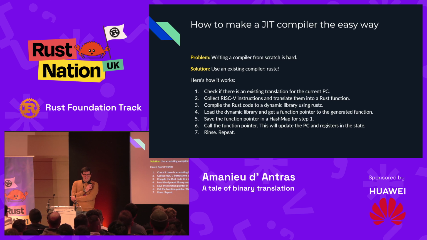So here's how this new emulator is going to work. First, we're going to check if at the current PC we have a translated function. If not, we're going to collect RISC-V instructions and turn them into a Rust function, like I've shown on the previous slide. Then we're going to compile this Rust code into a dynamic library. Then we're going to load that dynamic library, get a function pointer from it, save that function pointer in a hash map for step 1, and then call that function pointer. And this will basically emulate the effects of those instructions on the state. Rinse and repeat. I'm so sorry.